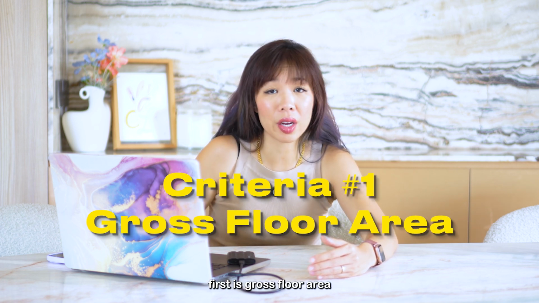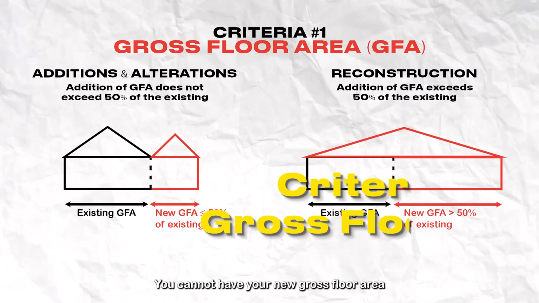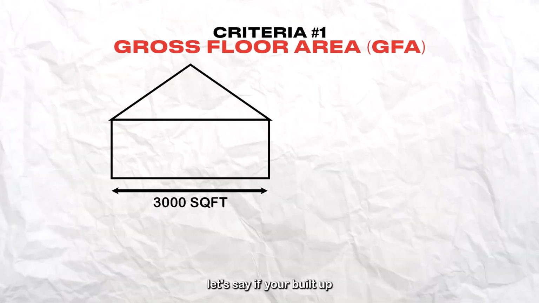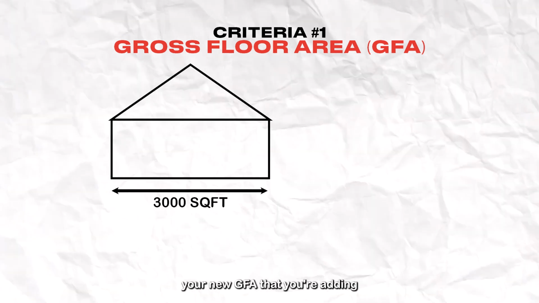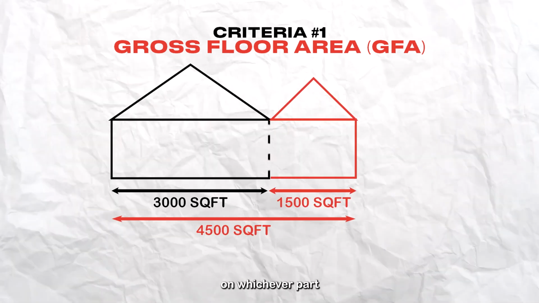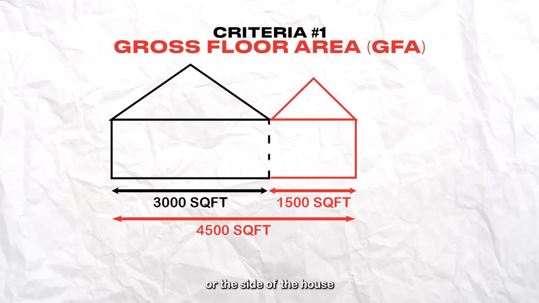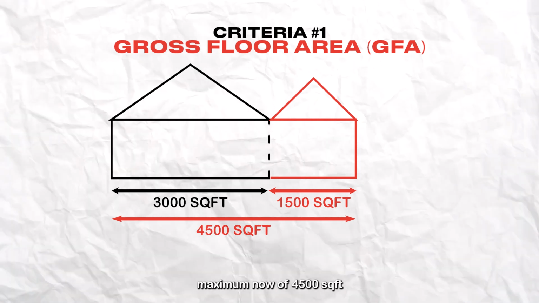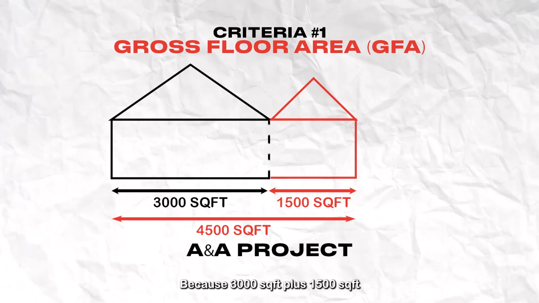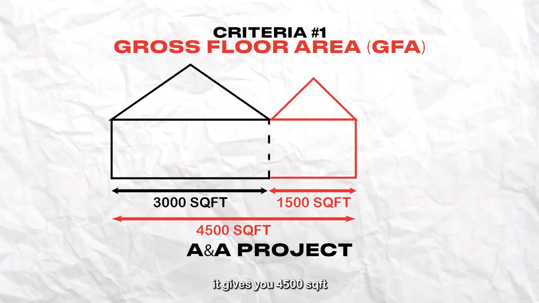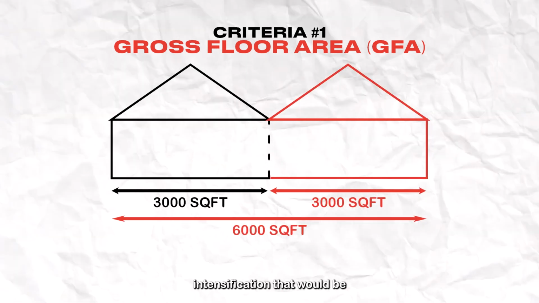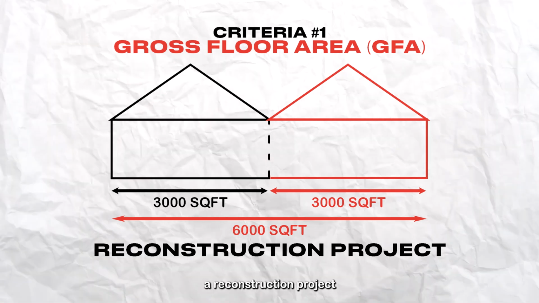First is gross floor area. You cannot have your new gross floor area exceeding more than 50% of your existing gross floor area. Let's say your built up currently is 3,000 square feet. Whichever part you're adding on, whether it's an attic or the side of the house, the total GFA would only be a maximum of 4,500, because 3,000 plus 1,500 gives you 4,500. If you wanted to do more extensive GFA intensification, that would be a reconstruction project.